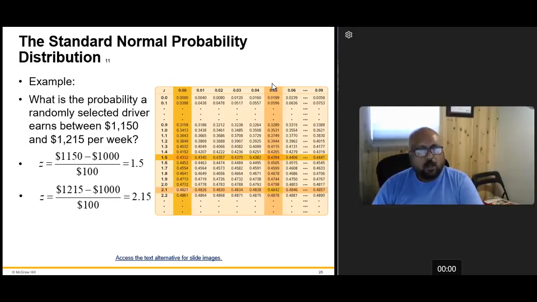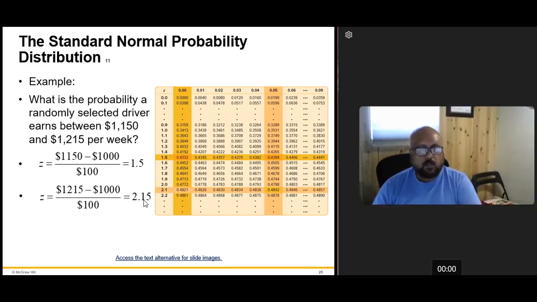All right, so another example here. What's the probability a randomly selected driver earns between $1,150 and $1,215 per week? We can use the same formula, and we find the first value of z as 1.5, the second as 2.15. They're both positive. Like before we had one negative, now we have both positive. So for 1.5, there's no second decimal here, so we stay in the first column, and the value we find is 0.4332.